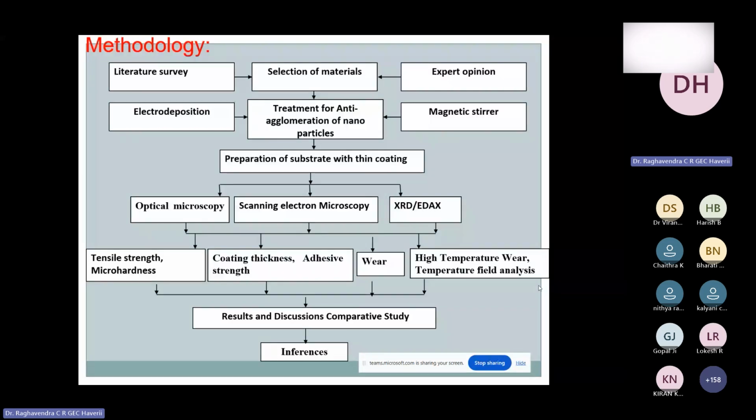For example, if you want to check the dry sliding wear, the pin on disc will be used. At the same time, the normal wear conditions are also analyzed along with high temperature wear conditions, or sub-zero temperature conditions, or temperature field analysis will also be added.